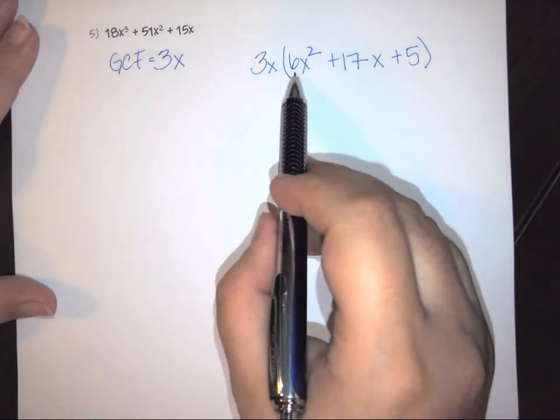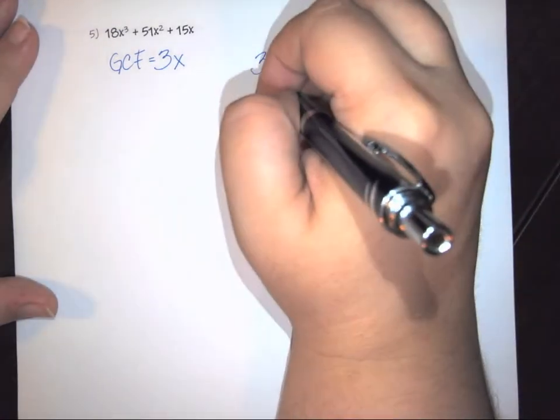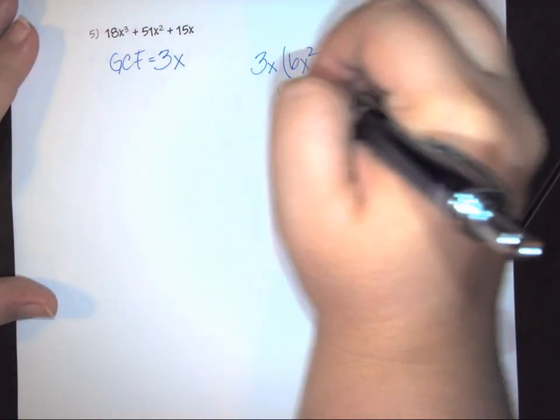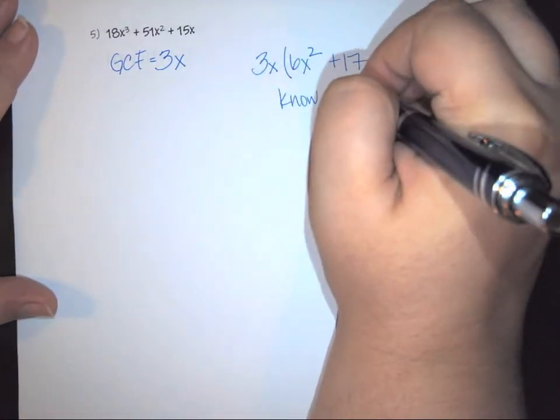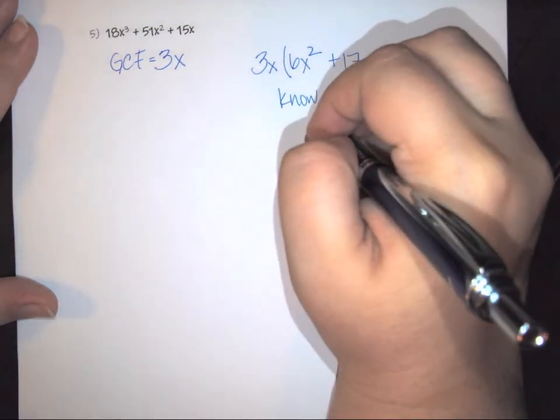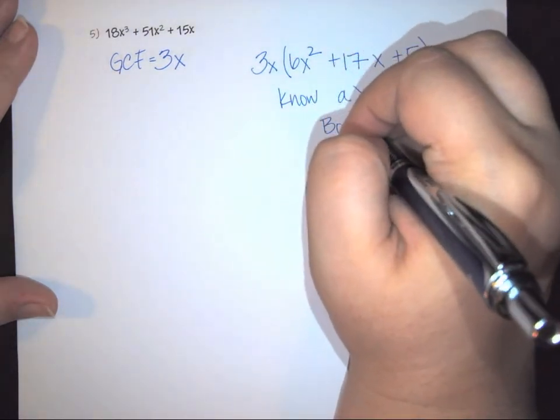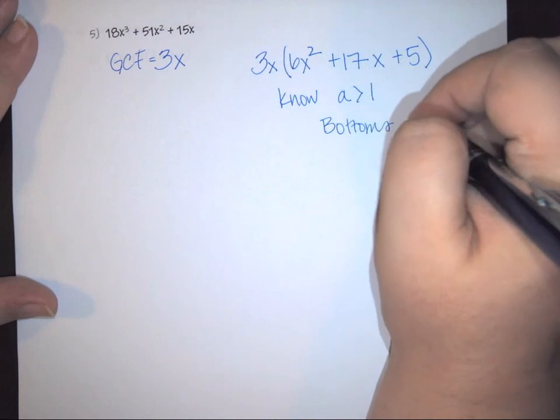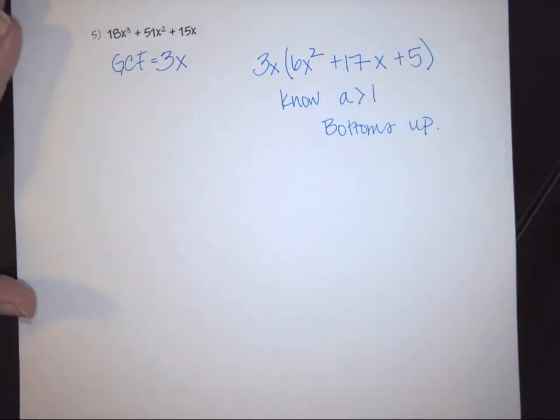Now, I have 3 terms here, and what do I know? Well, I know that my a is greater than 1, so I'm going to go ahead and use my bottoms up method in order to solve.